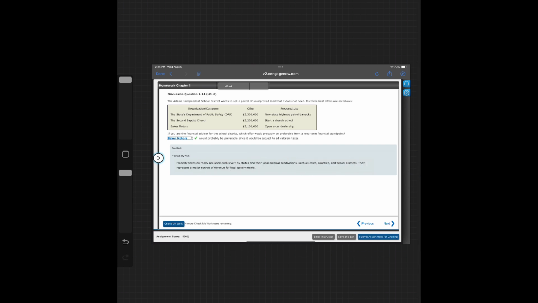I'll just read this for us. Property taxes on realty are used exclusively by states and their local political subdivisions such as cities, counties, and school districts. They represent a major source of revenue for local governments. And they get the most out of Baker Motors, basically.